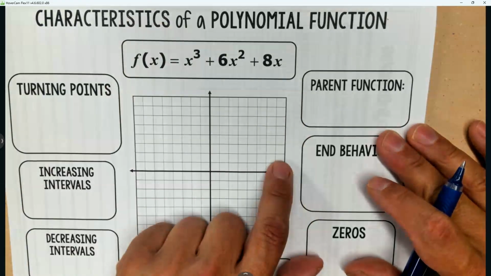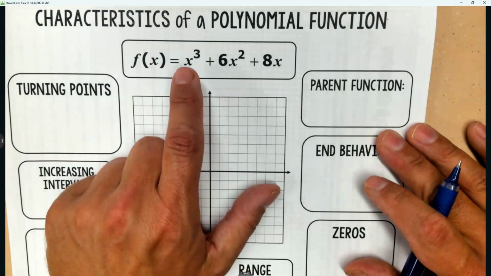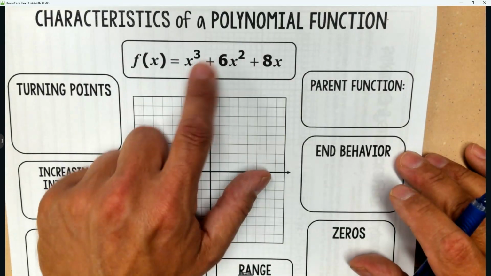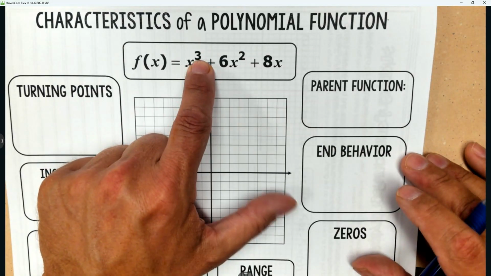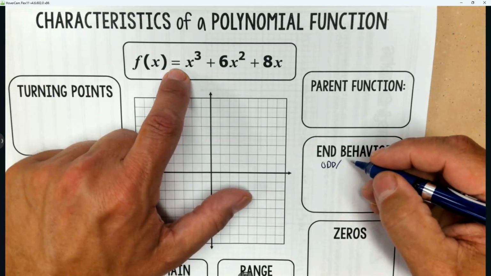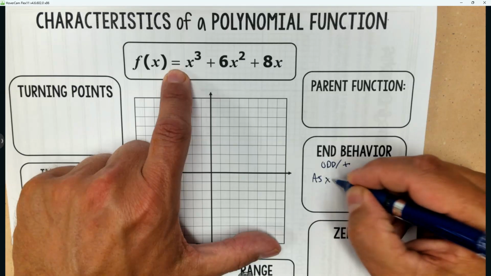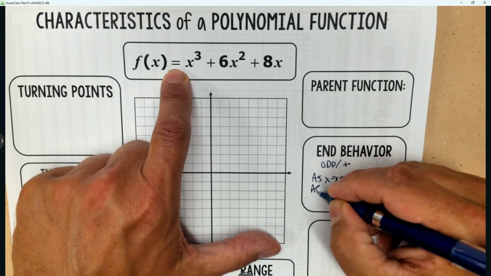So characteristics of a polynomial function. The first thing I need to do here is be able to factor it so I know what the zeros are, as well as understanding it. So first thing I'm going to do actually is the end behavior. So is this odd or even? And is it positive or negative in front? So what's the end behavior here? That means the right end goes up and the left end goes down.